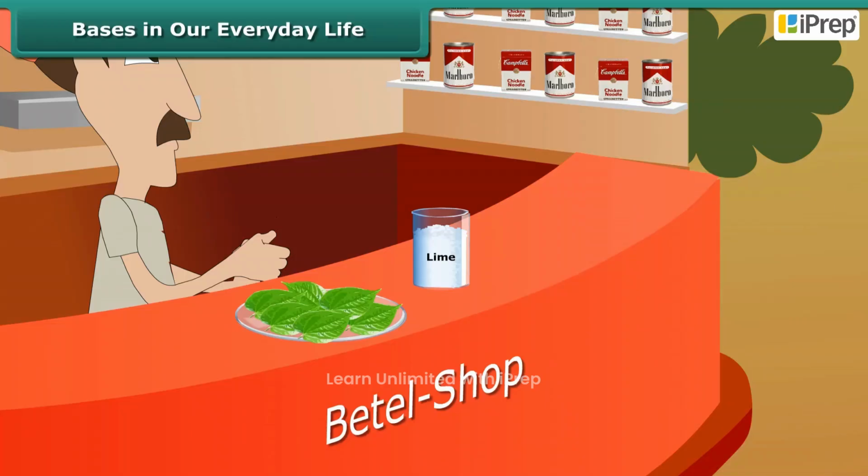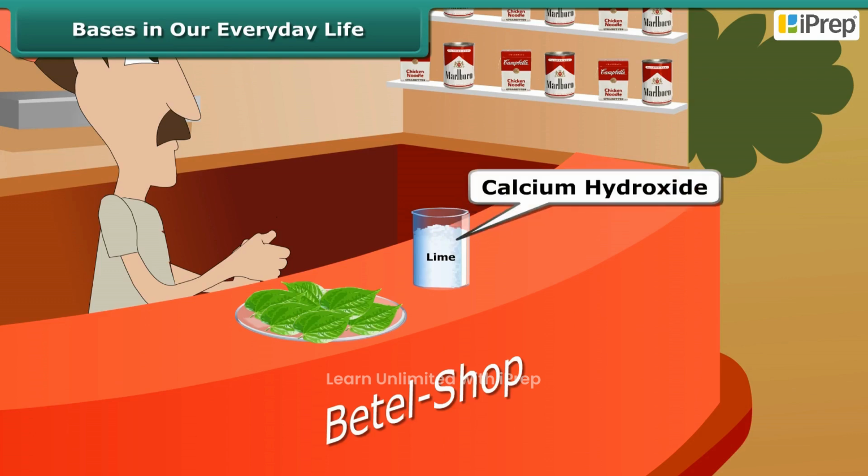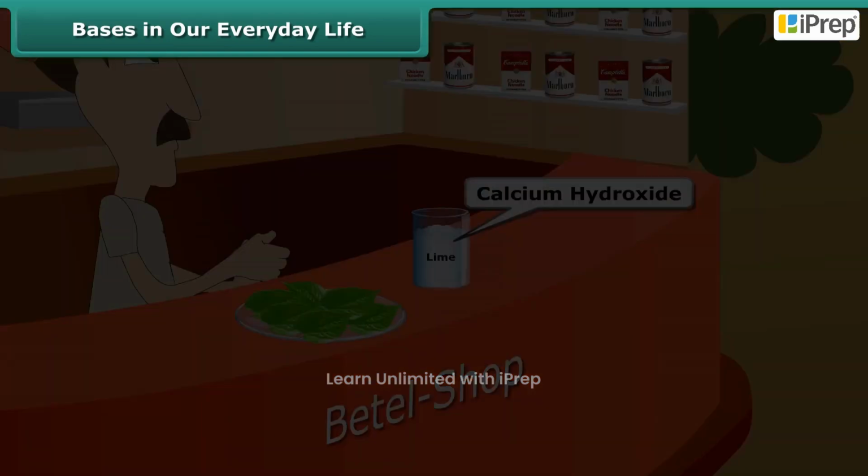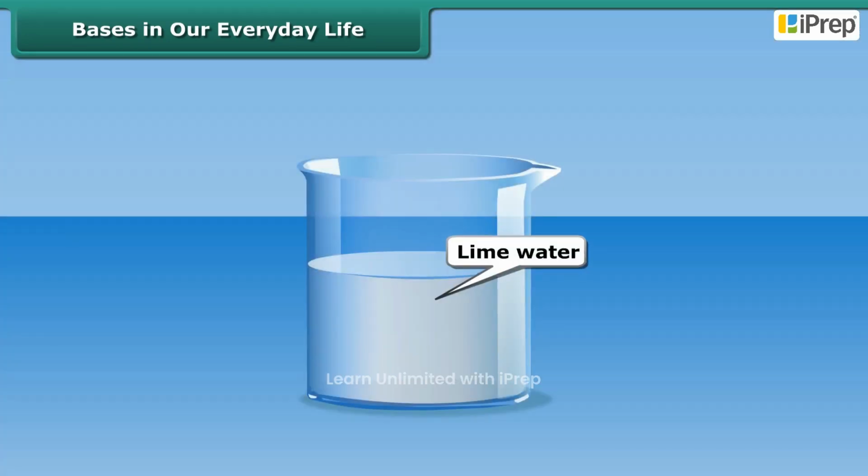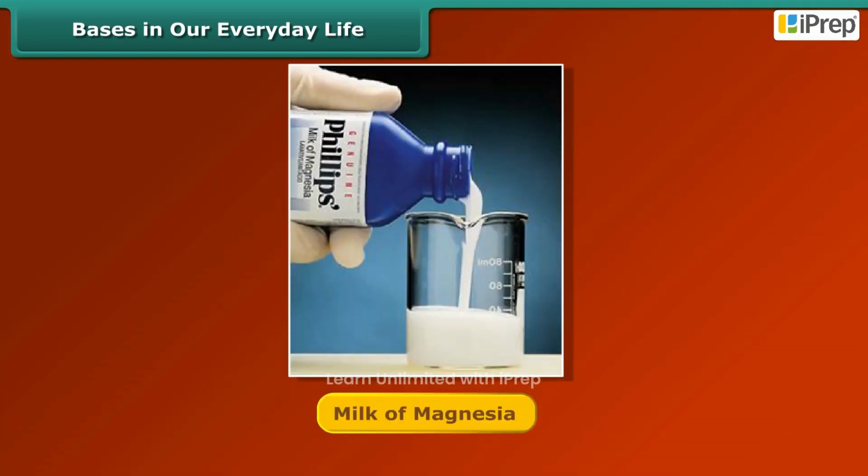Students, the chemical name of lime is calcium hydroxide. Lime water is prepared by dissolving lime in water. Milk of magnesia is a medicine which helps us in digesting our food. It contains magnesium hydroxide, which is a base.